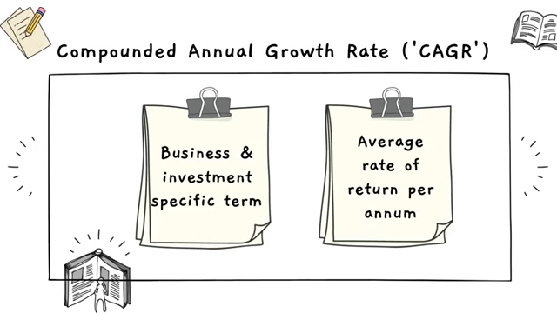CAGR is a business and investing specific term. Whenever growth takes place at a compounded rate over a period of time, then between the base year and the nth year, we need to know the average rate of return per annum. Let's quickly understand this with a situation.